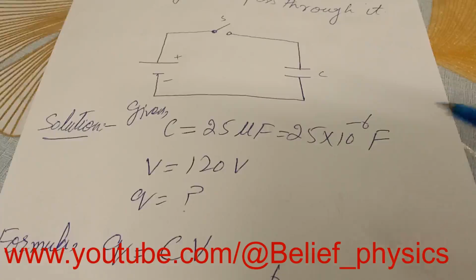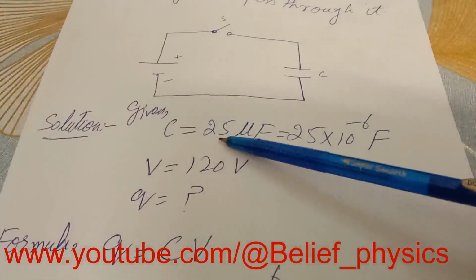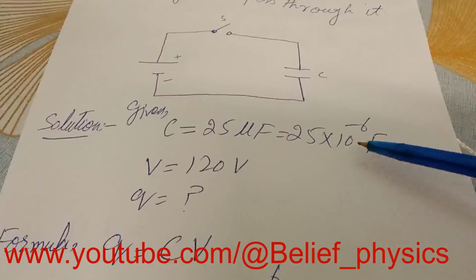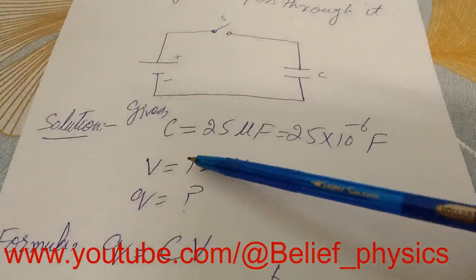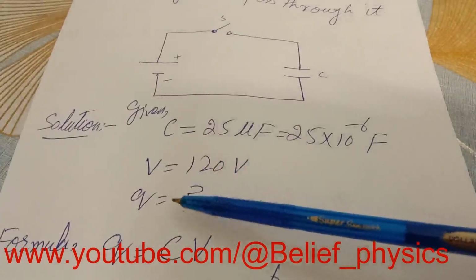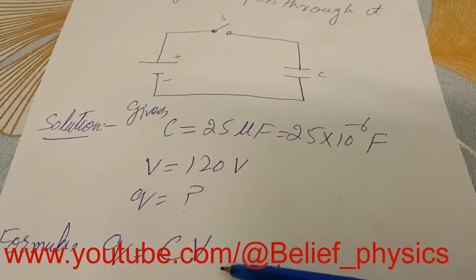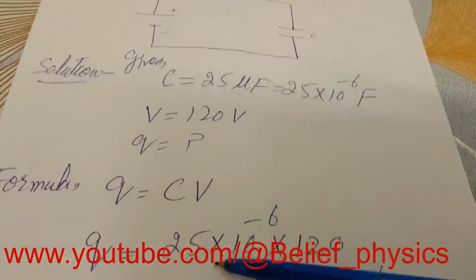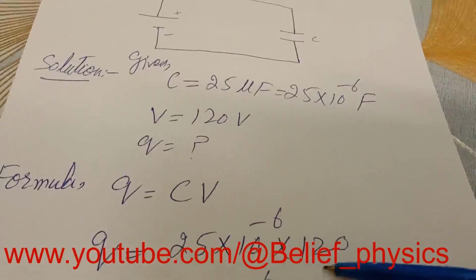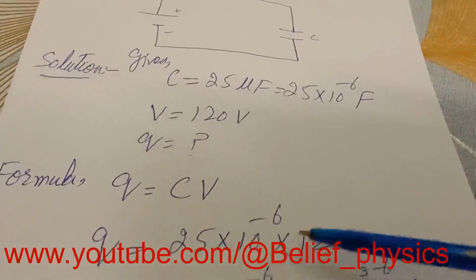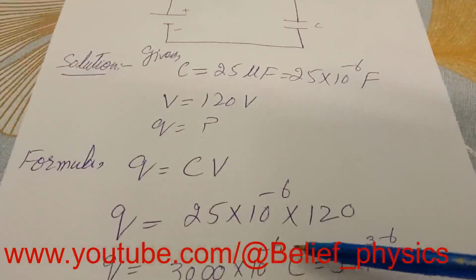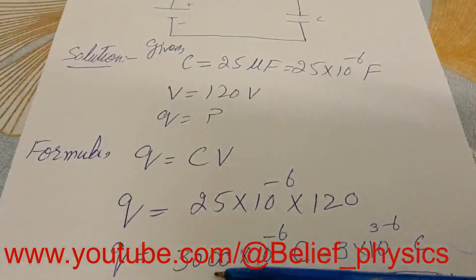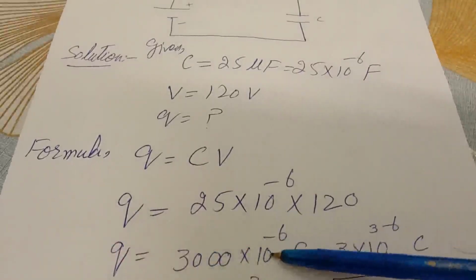The given data is capacitance is 25 microfarad. I will write it as 25 into 10 raised to minus 6 farad, because farad is the SI unit, and V is 120 volt. We have to find Q. The formula to use here is Q is equal to CV. We put the values. C is 25 into 10 raised to minus 6, into 120, the value of V. When we multiply 120 with 25, it gives us 3000. So the answer will be 3000 into 10 raised to minus 6 coulomb.